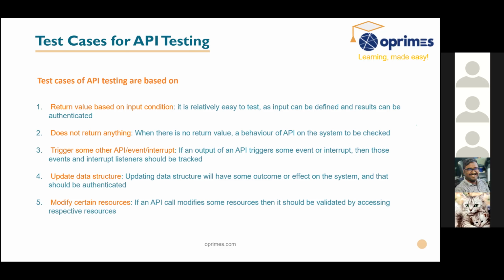Hi, I have a question. Do you mean we can use all these test cases for all the APIs in general? In general, mostly yes, like 90%. See, the modification of certain resources, the fifth point, is rarely happening. Even the data structure change is rarely happening. And for internal APIs, the third one, triggering the internal APIs or some event or interrupt, it is based on the API only. So it depends upon the API. Okay, got it.